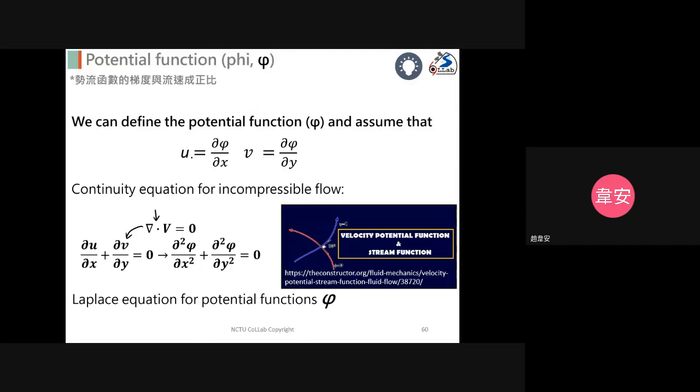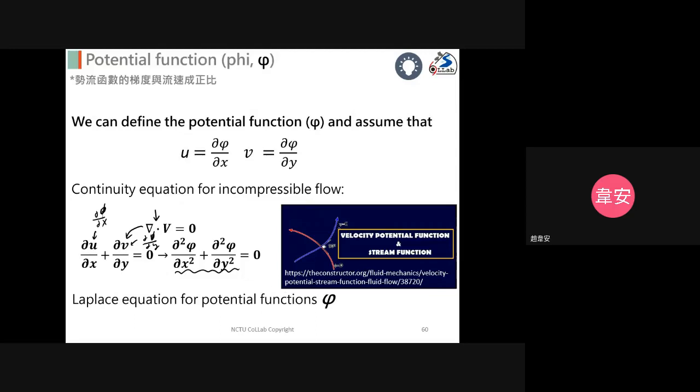And you put u as dφ/dx inside here, and v as dφ/dy here, and you also get a Laplace equation for the potential function φ.